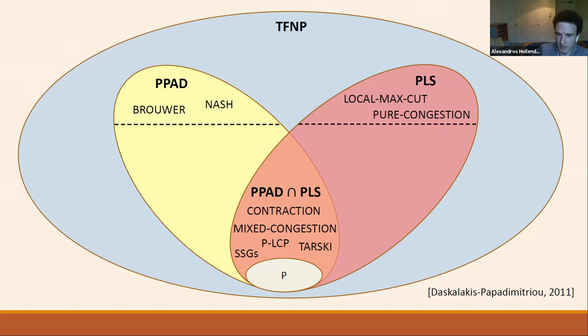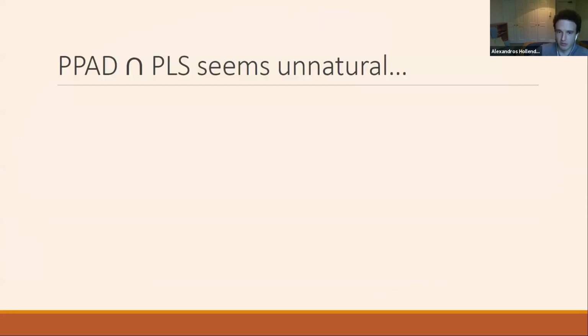Now, the next best thing one could hope for is to show that these problems are complete for this intersection, that they are PPAD intersection PLS complete, as hard as any other problem in this class. And so Daskalakis and Papadimitriou observed that this class, PPAD intersection PLS, seems to only have very artificial complete problems. So let me briefly explain this argument.